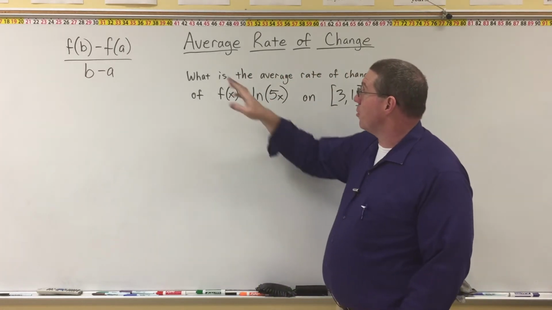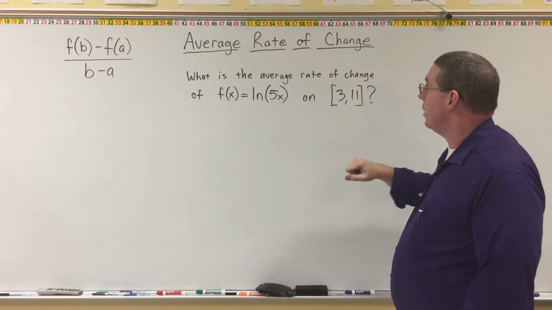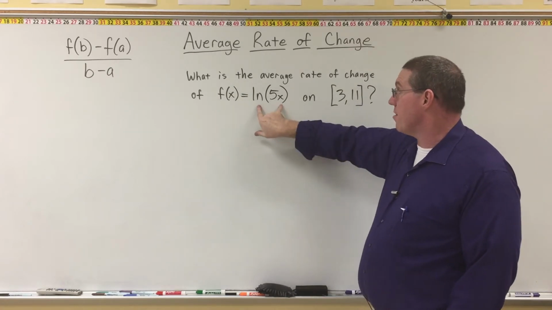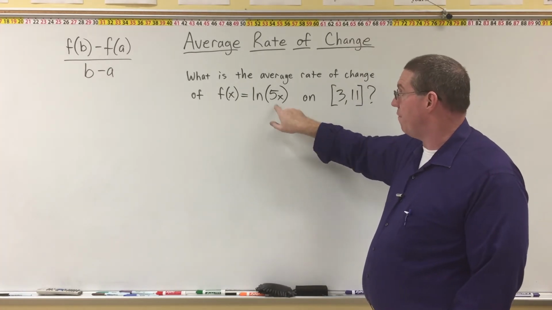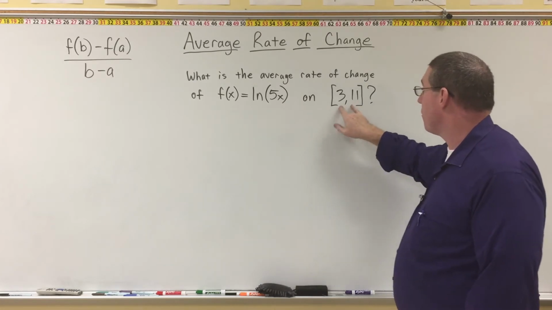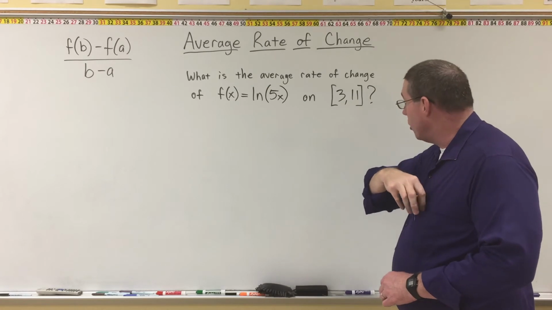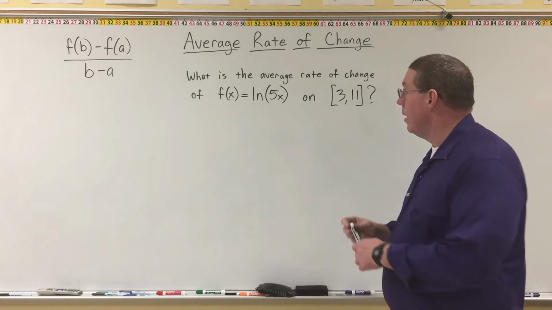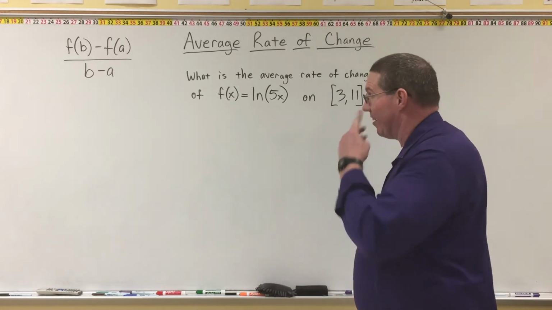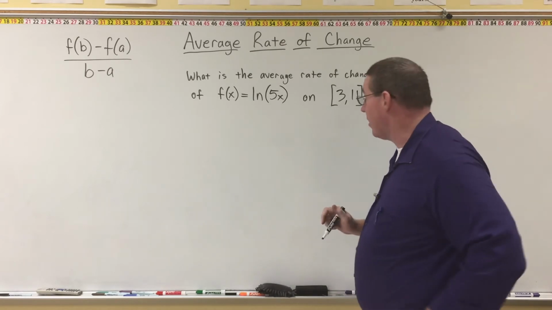The question is, what is the average rate of change of f of x, which is the analytical function natural log of 5x, on the interval from 3 to 11? Very simply, this is how you're going to do that. You're going to grab a calculator. Now you don't have to do it in a calculator. If you don't have a calculator, then you're just going to represent it analytically.